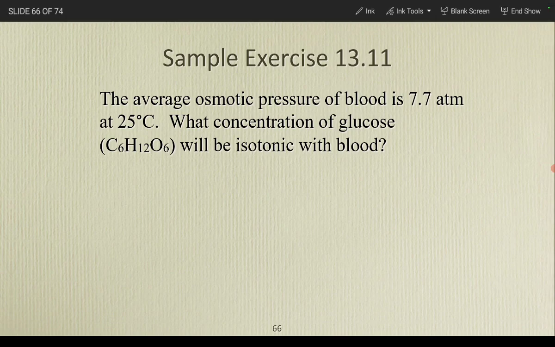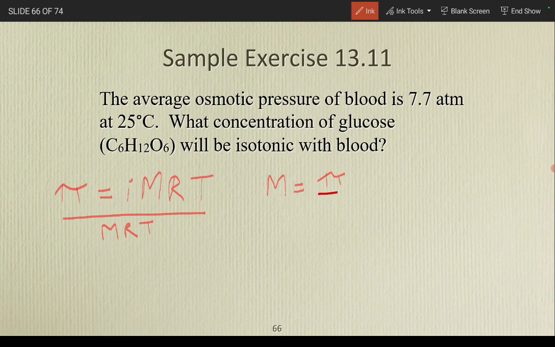So we want to remember with the osmotic pressure, we've got this equation. Pi, which represents the osmotic pressure, is i, the van't Hoff factor, times the molarity times the gas constant times the temperature in Kelvin. And in this case, we're looking for the molarity, so we can just rearrange this. If we divide both sides by MRT, we can get the molarity by itself times pi over, actually, it should be iRT. Oops.